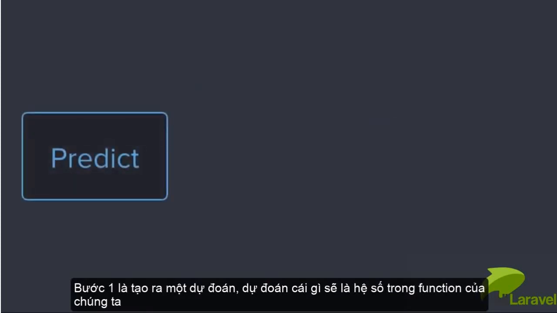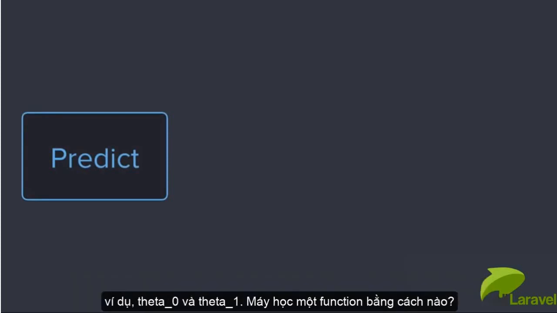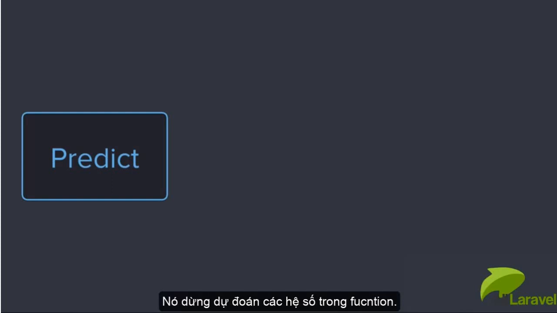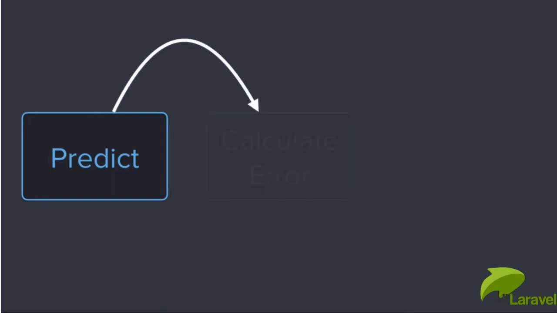Predict what exactly? Well, the coefficients in our function, for example, the theta 0 and theta 1. Our machine is learning a function, so it has to start by predicting the coefficients in that function. Now, the very first time this happens, the very first prediction is pretty much like a completely random guess. So let's move on to step 2.